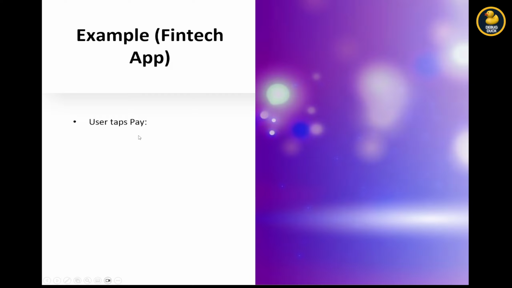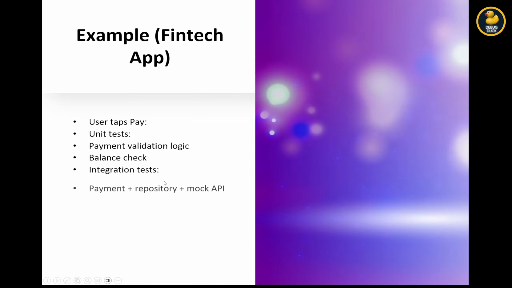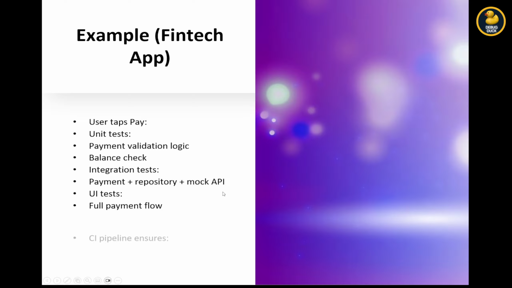Example in a fintech application. If a user taps a pay button, unit tests cover payment validation logic and balance check, integration tests cover payment plus repo plus mock API, and UI tests cover the full payment flow. CI pipeline ensures no broken transactions, no crashes, no regression.